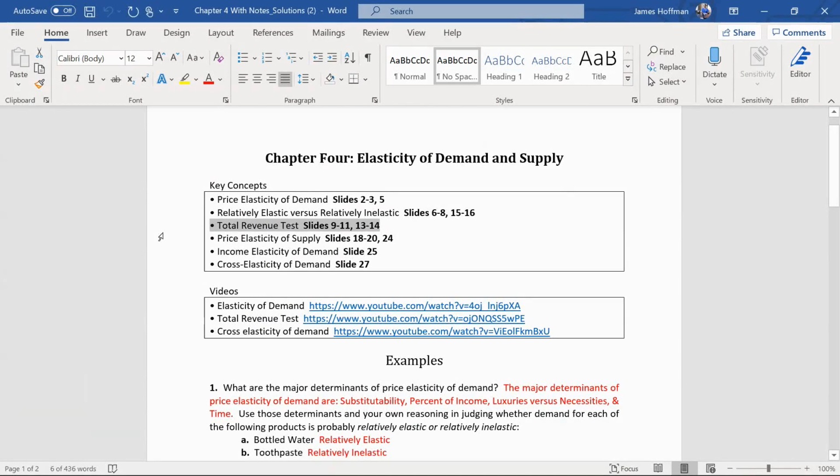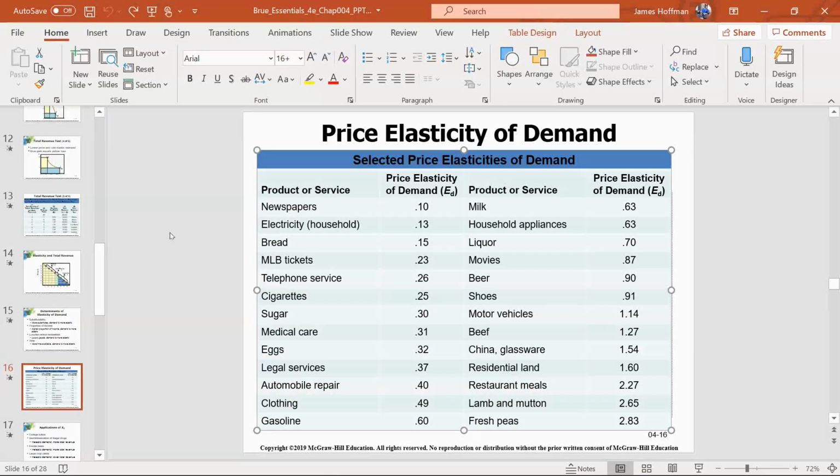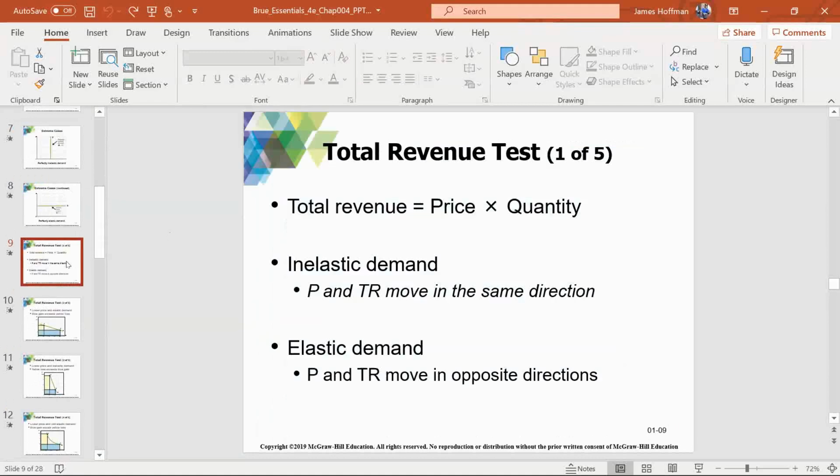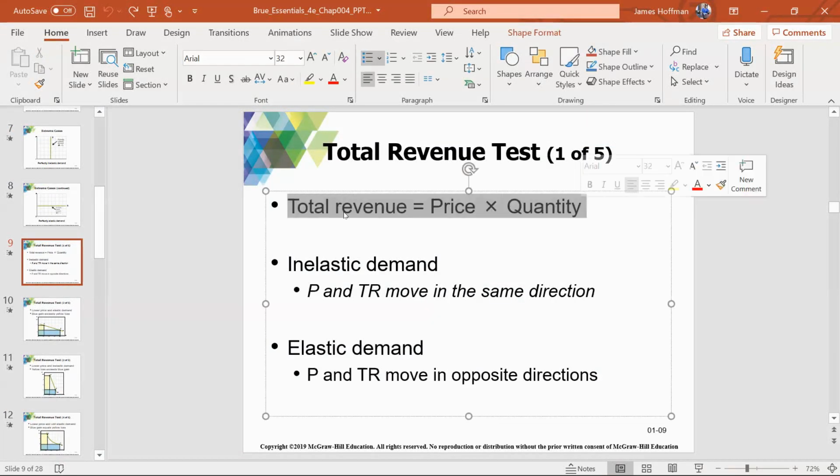Alright, so the next thing is called the total revenue test. Let's look at slides 9 to 11 first. We know that simply calculating revenue from one good for a firm is just the price of that good times quantity. This is like the example we did in chapter 2, the banana bread example, where you got revenue.